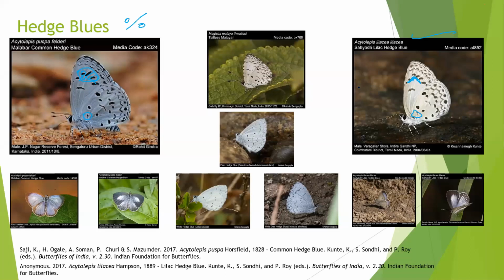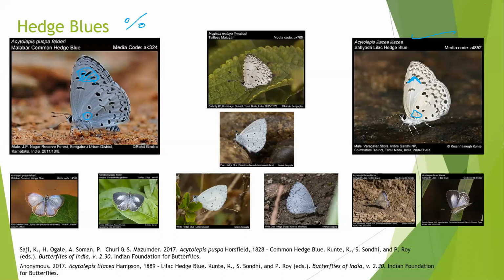But in the local areas of Tamil Nadu, you'll find this lilac hedge blue, which is different from the common hedge blue. It's also called Hampson's hedge blue, and both of these hedge blues have the spot. This spot makes them different from other hedge blues. All the other hedge blues do not have this spot, whether it is a common hedge blue, a white disc hedge blue, a white hedge blue or a plain hedge blue.